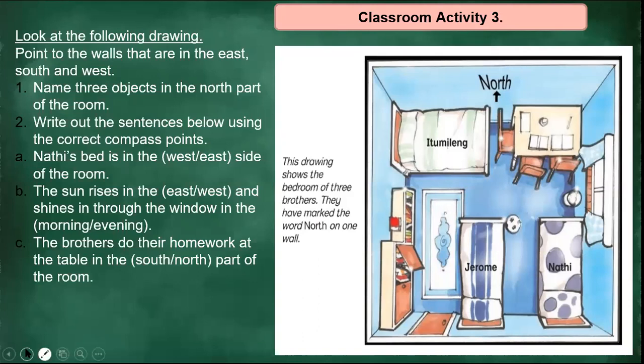The brothers do their homework at the table in the south or north part of the room. Which side are they doing their homework? We have Zoe. They do their homework in the north. In the north. That is correct. And they don't do their homework in the south. Yes. Thank you, Zoe. Moving on.